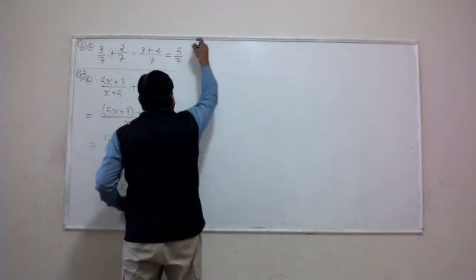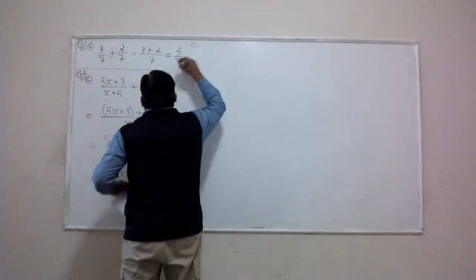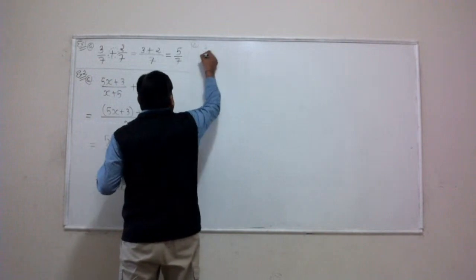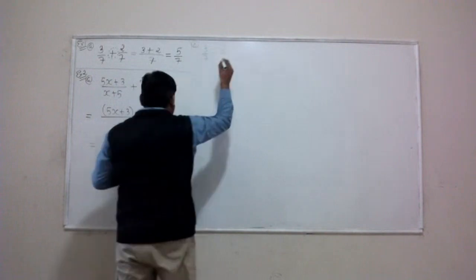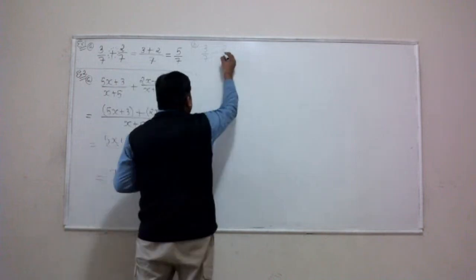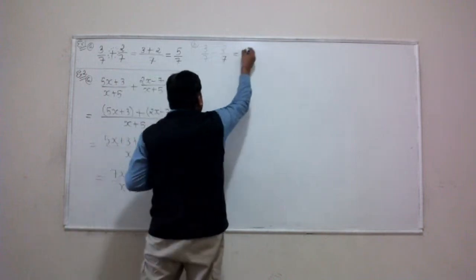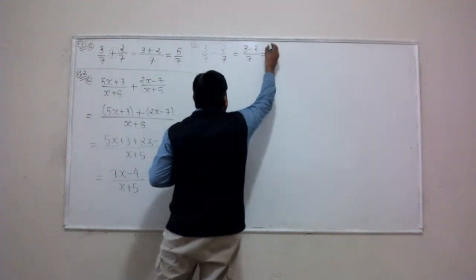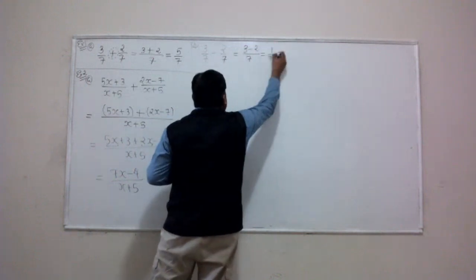Let's try subproblem 2 in example number 1, which is about subtraction. 3 over 7 minus 2 over 7. Again, the denominator is the same. I'm going to perform subtraction on the expressions sitting in the top.